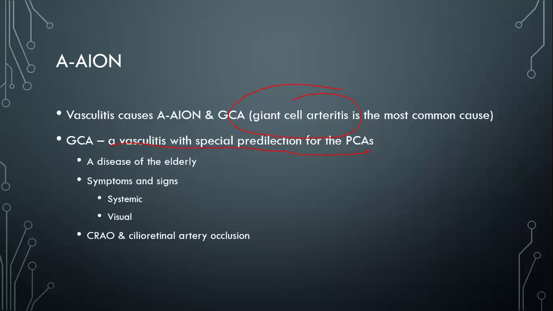All right. So this disease has a special predilection for involving the PCAs, and then you get ischemia and infarction of the optic nerve head, and it's usually a massive visual loss. It's a disease of the elderly. It's most commonly occurs in Caucasian populations, although there's reports of it occurring in pretty much every racial and ethnic group.